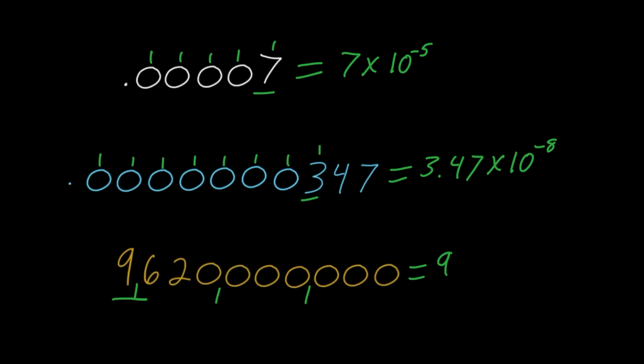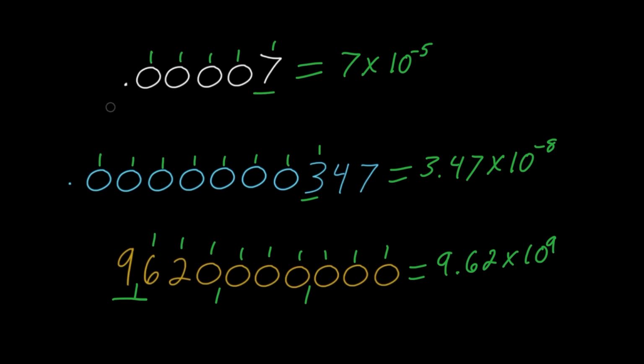So let's go 9.62. We multiply that by 10. And then we see, hey, how many numbers, how many digits are after that first non-zero number? Well, there are 1, 2, 3, 4, 5, 6, 7, 8, 9 numbers afterward. So this is going to be 10 to the positive 9th. And just like that, we have written each of these 3 in scientific notation.